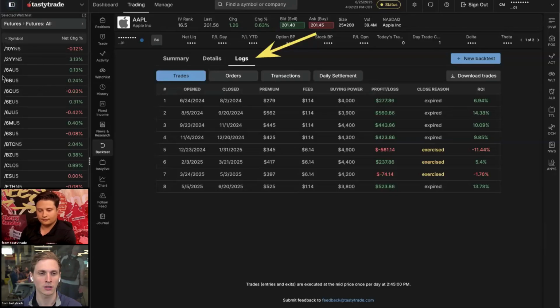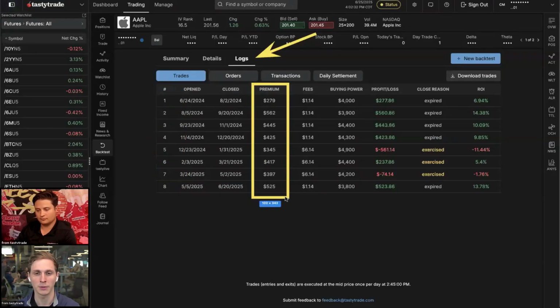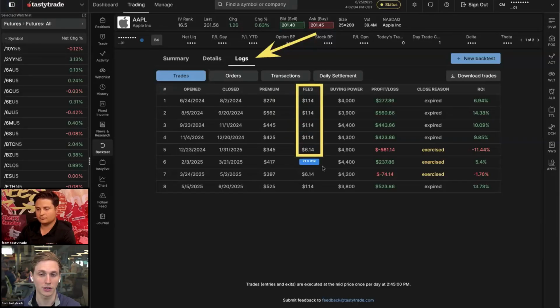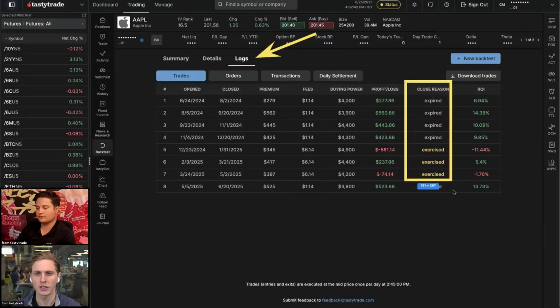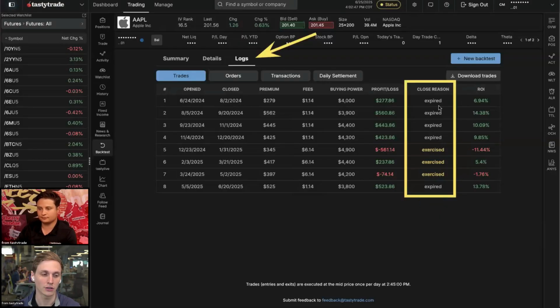But in our logs page, this is where we're going to find a bunch more data on the trades we placed. Again, we had 8 trades. We can see when they were open and closed, the amount of premium. This is also considering adding in commissions and fees on top of the trade, so it's considered in your return on investment. And then we're going to see the result of our trade. If our trade expired out of the money, we ended up with a max profit on the trade, or did it end up getting exercised?